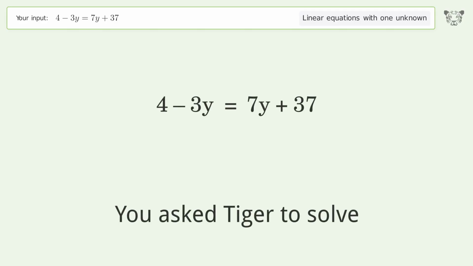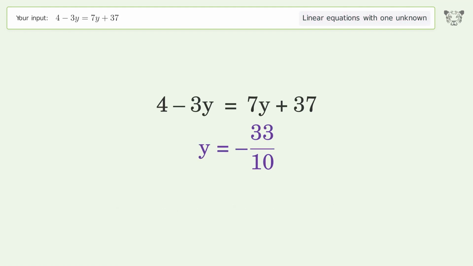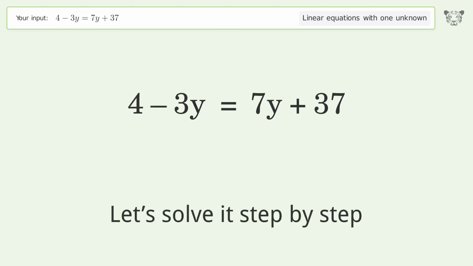You ask Tiger to solve. This deals with linear equations with one unknown. The final result is y equals -33/10. Let's solve it step by step.